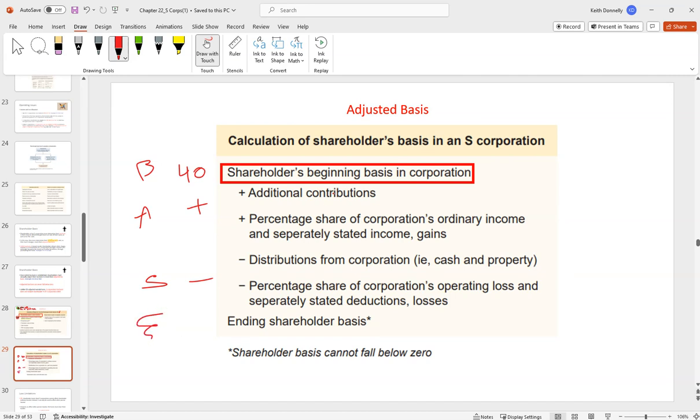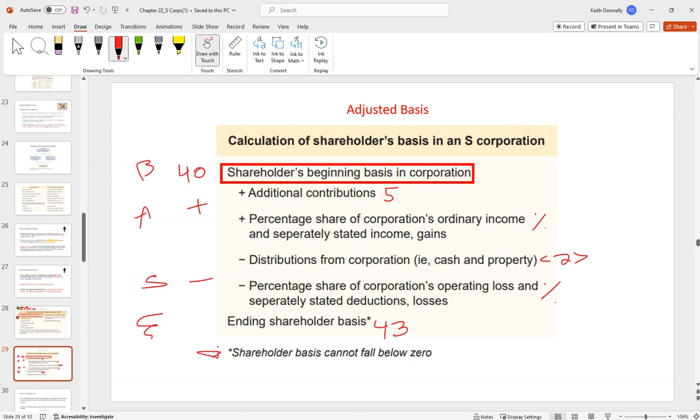What are our additions? Well, did we make any more contributions? Maybe we gave some cash for more stock. What was our share of the income? Did we make any distributions? Likewise, what was our share of any of those losses or separately stated losses? So maybe we started with 40 plus 5 minus 2. Our ending basis is going to be 43.